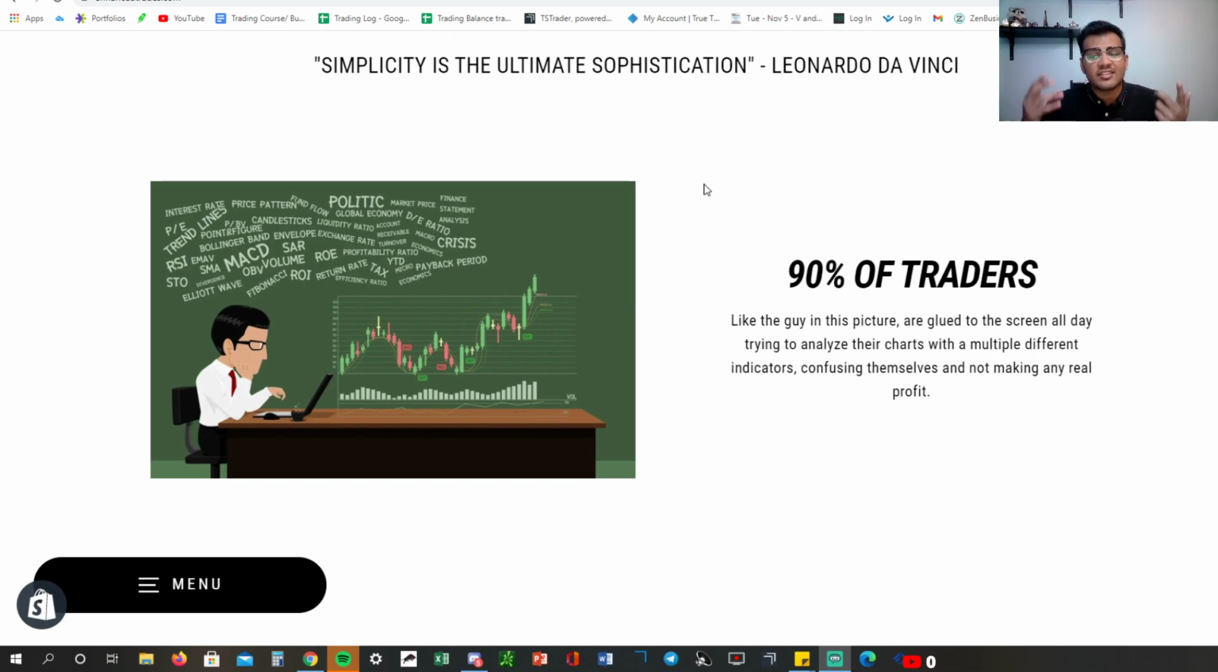So we all know this fact, 90% of traders are like this guy in this picture, where they're glued to their screen all day trying to analyze their charts with multiple different indicators and confusing themselves and not really making a real profit. One day they might make profits and the next day they lose it all because they're just questioning themselves. They're not confident because they don't have a clear system, because they just keep adding stuff to their charts thinking, oh, this is the next big thing, right? And that just causes you to be overwhelmed, and sometimes you get a headache. Sometimes you just have to walk away from your desk, and nobody wants to be in that situation.